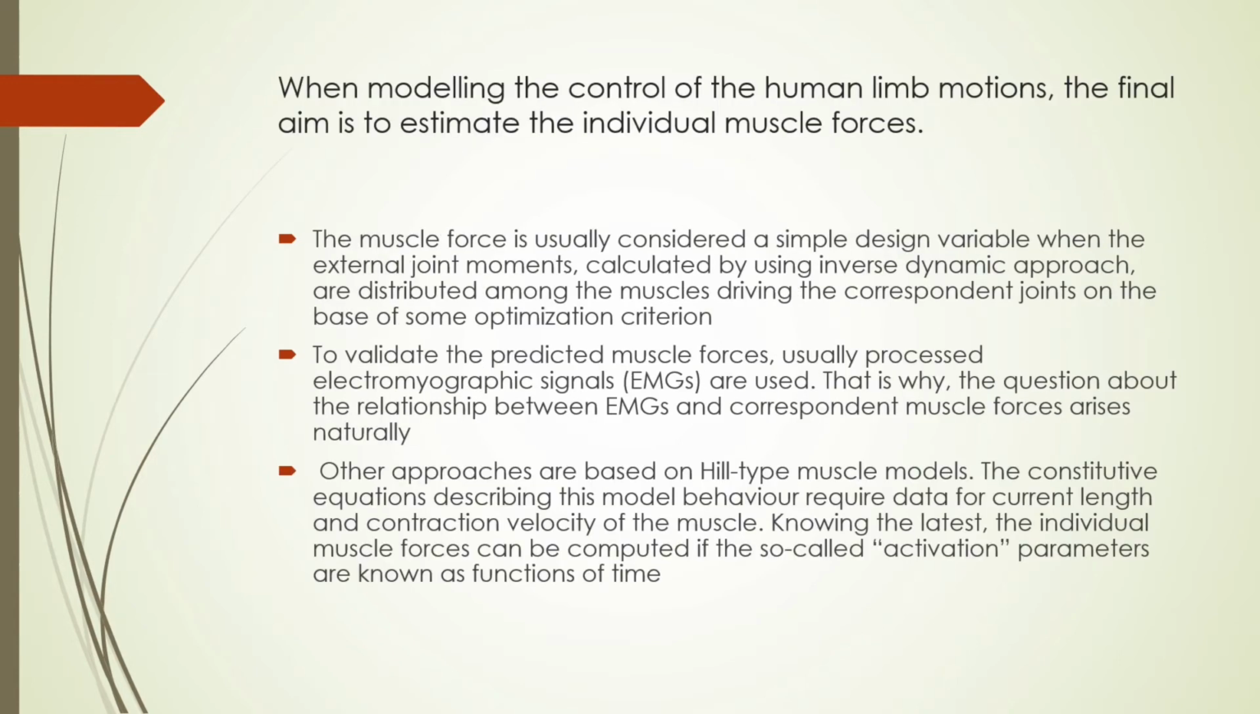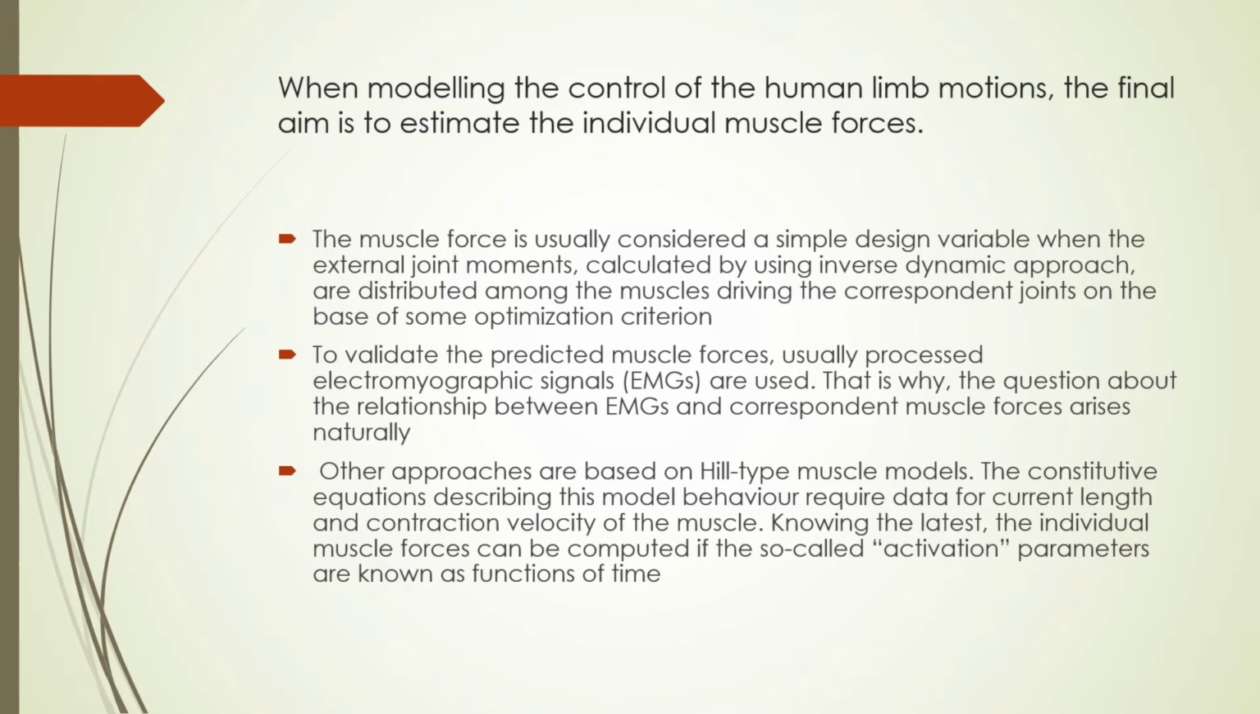When modeling the control of human limb motions, the final aim is to estimate the individual muscle forces. The muscle force is usually considered a simple design variable when the external joint moments are calculated by using an inverse dynamic approach. To validate the predicted muscle forces, processed EMGs are usually used. That is why the question about the relationship between EMGs and corresponding muscle forces arises naturally.